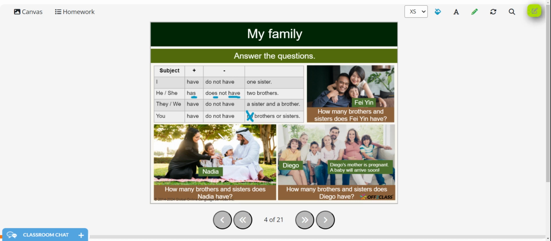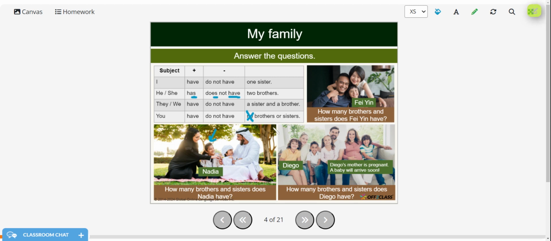Right now we have Nadia, who is this young girl here, and we have her mother, her father, and her younger brother. So how many brothers and sisters does Nadia have? Again, answer aloud for practice. So Nadia is a girl, so we would say she has one brother and she does not have a sister.